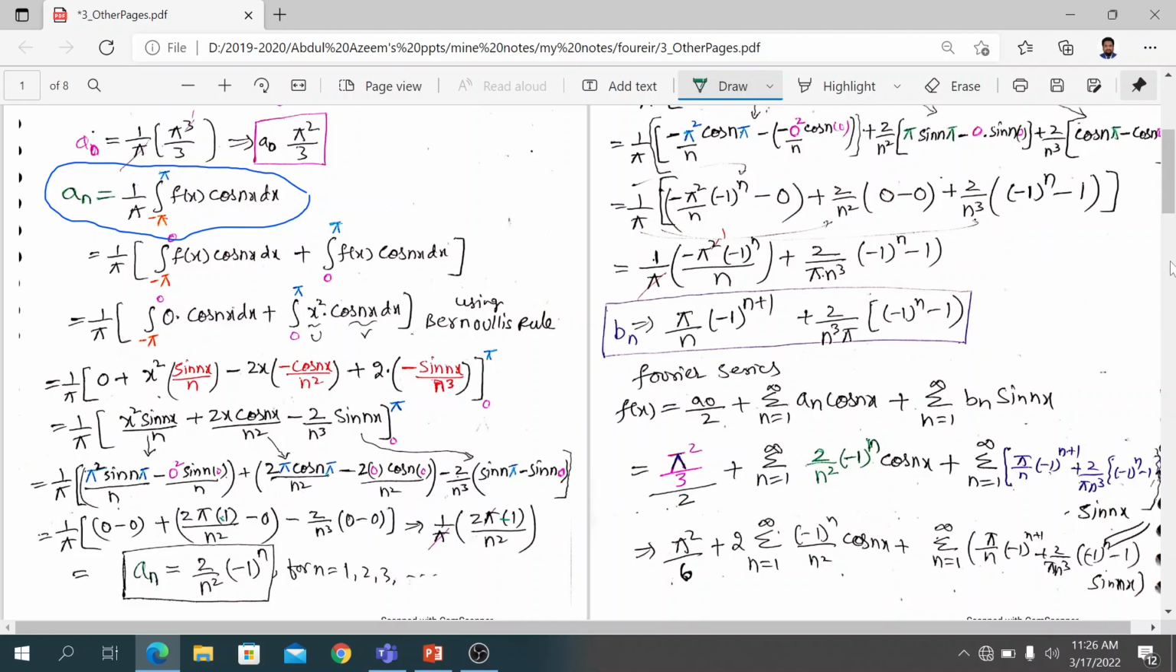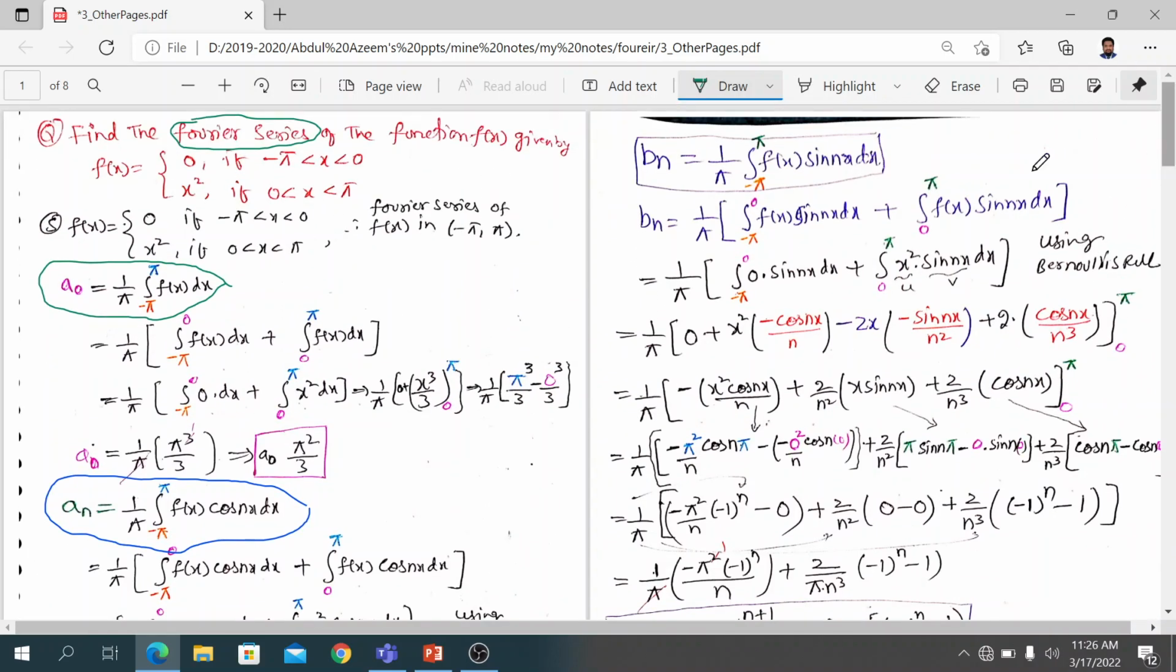Okay, now next we will find bn. The bn formula is 1 by pi integration from minus pi to pi of f of x sin nx dx. Same 1 by pi outside. Here minus pi to pi I am writing as minus pi to 0 and 0 to pi. So this is integration minus pi to 0 f of x sin nx dx plus integration 0 to pi f of x sin nx dx.